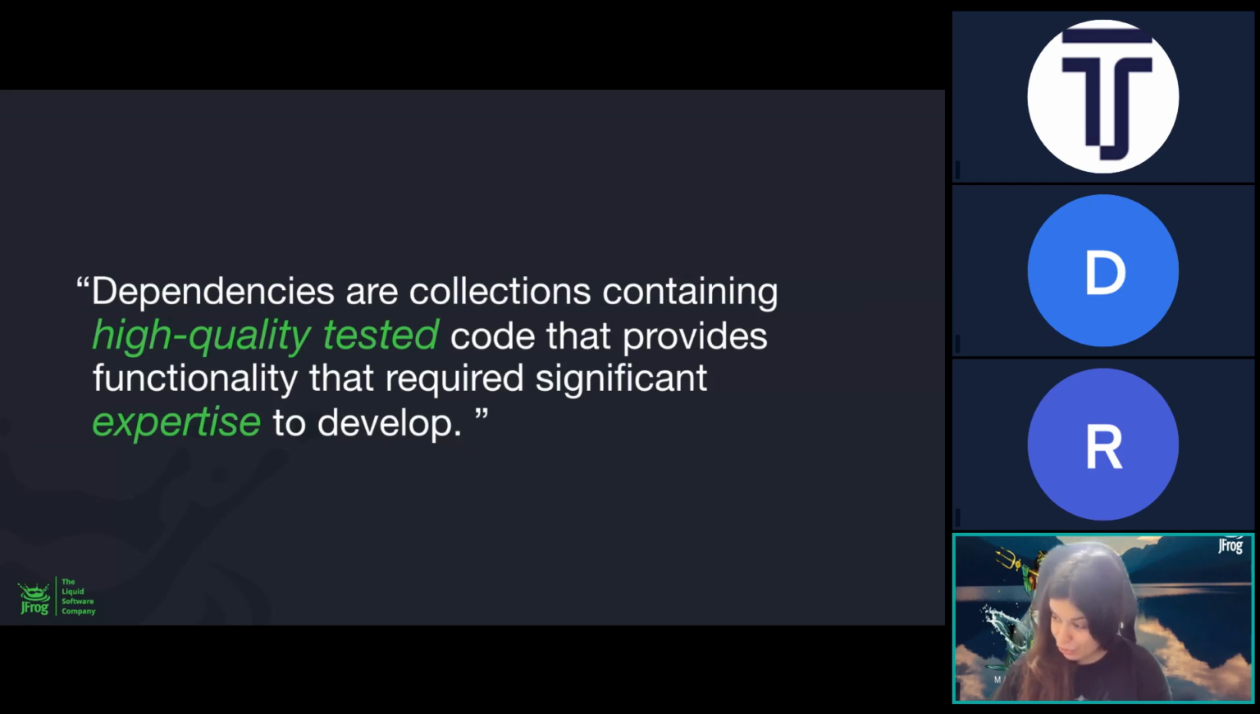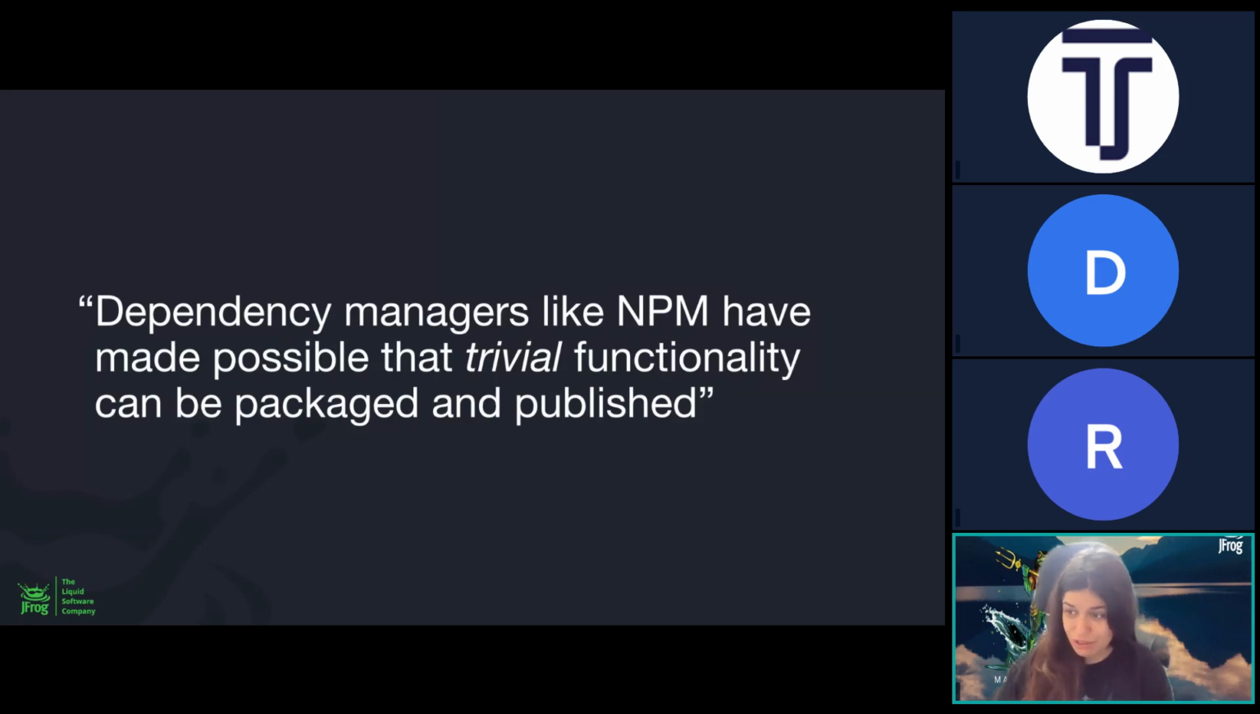True. All right, cool. False. Who else? Ooh, nice. We have some false here. All right. And what do you think about dependency managers like NPM have made possible that almost trivial functionality can be packaged and published? What do you think about this statement? Is it true? Is it false? Like if I'm going to use NPM, for example, I am safe as a developer. I can just use whatever we have there. All right, true. Cool.